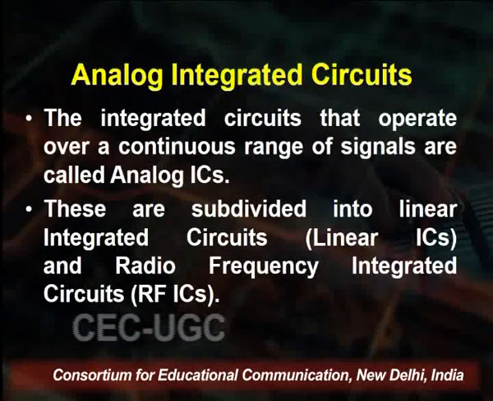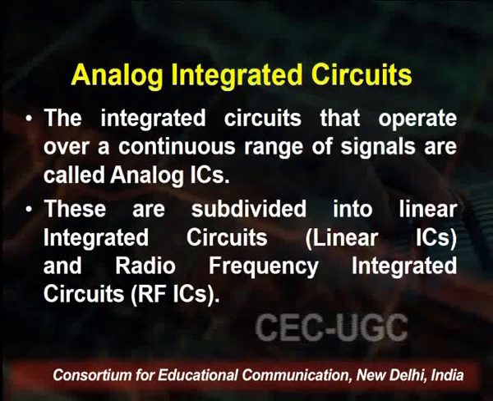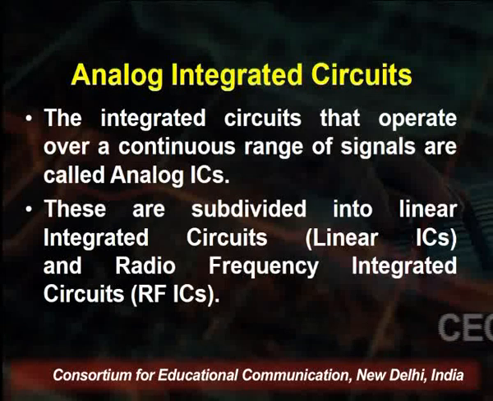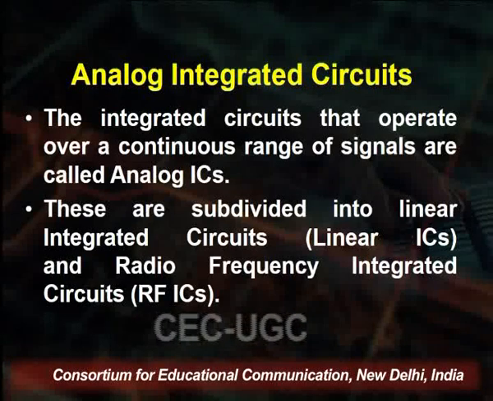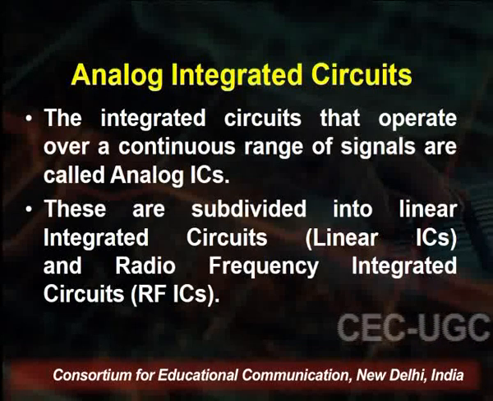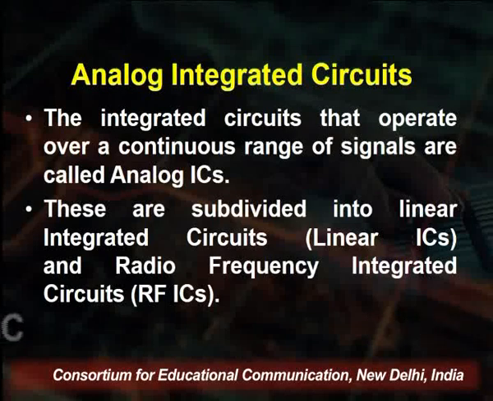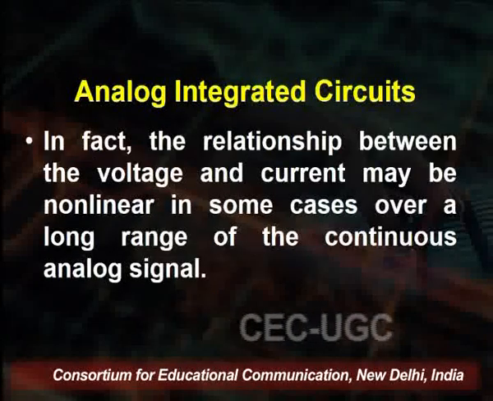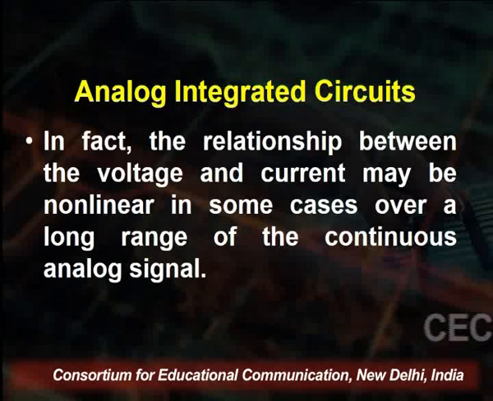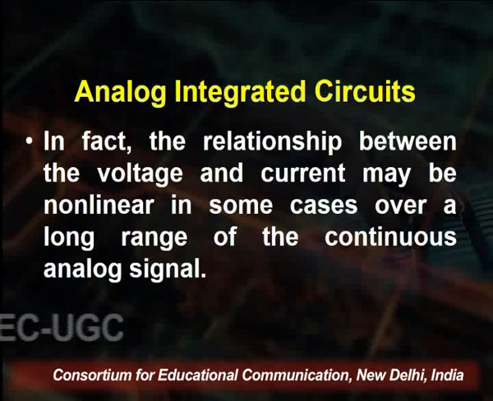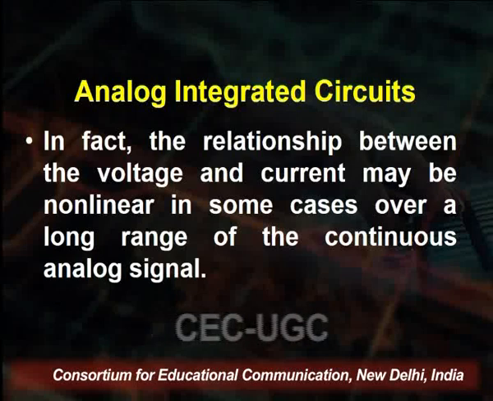So next is the analog integrated circuit. The integrated circuits that operate over a continuous range of the signal are called analog circuits. And these analog circuits are subdivided into the linear integrated circuit and the radio frequency integrated circuit. In fact, the relationship between the voltage and current may be non-linear in some cases over a long range of the continuous analog system.